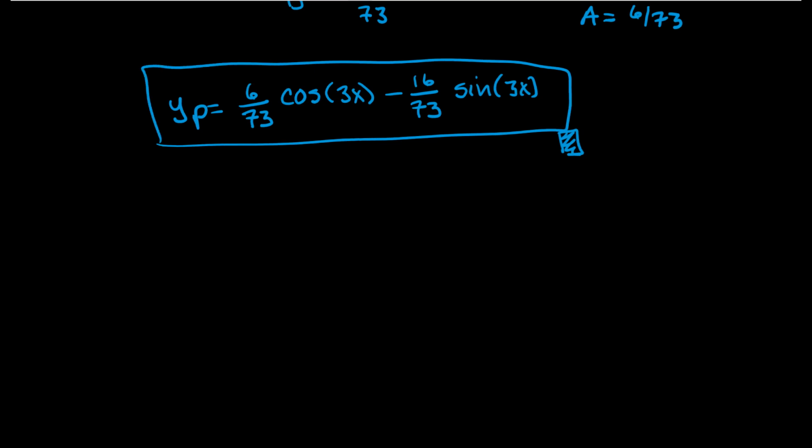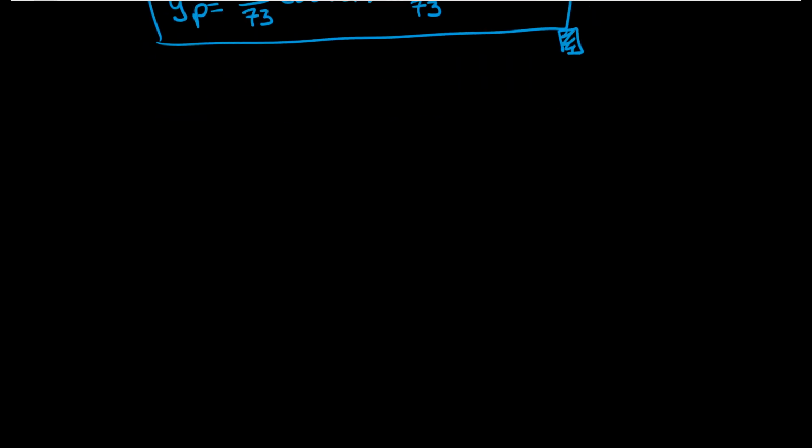There. All right, on to a third problem. In this third problem, you're given y double prime plus 4y prime minus 2y is going to be equal to 2x squared minus 3x.